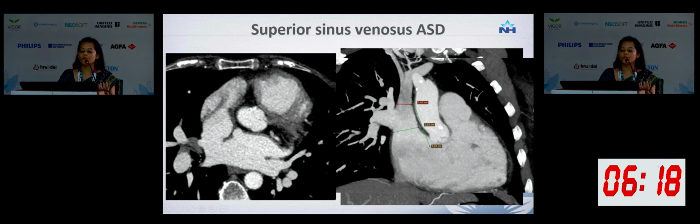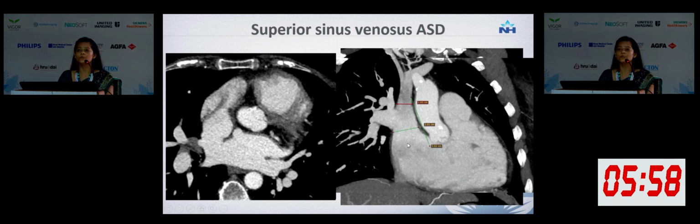What they want to know from us is the distal SVC diameter before the PAPVC joins in. They want to know the diameter at the RA-SVC junction. They want to know the length of the SVC, which is distal to the innominate vein and till the inferior margin of the ASD, because that will determine the length of their stent.